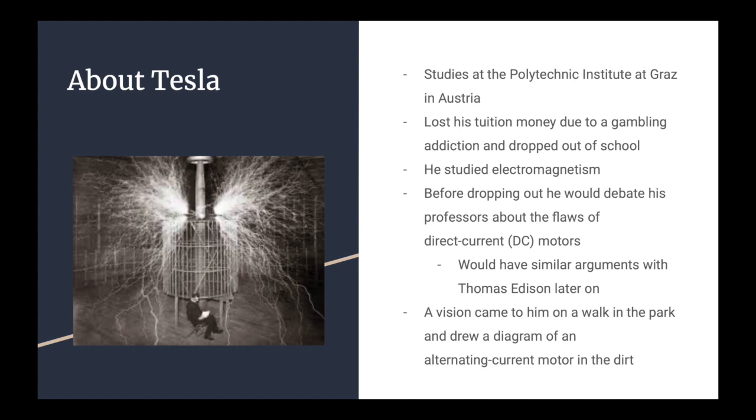After he dropped out, he was walking along a park, and a vision came to him about a new type of motor, which he would soon later invent, and it would soon become the alternating current motor.